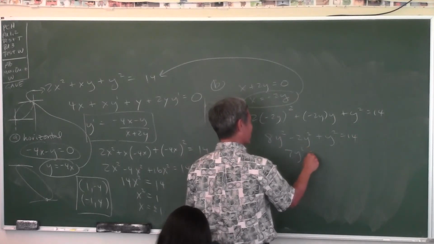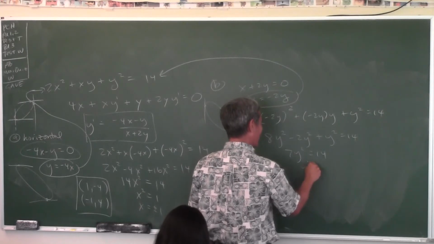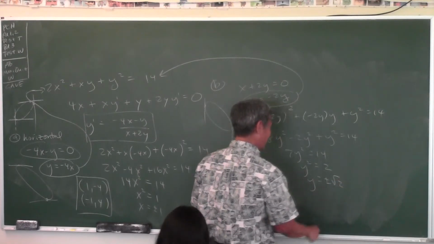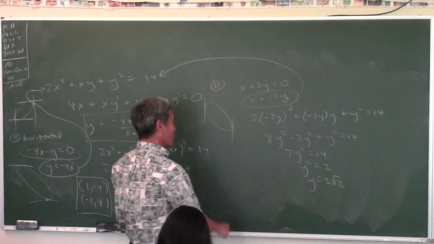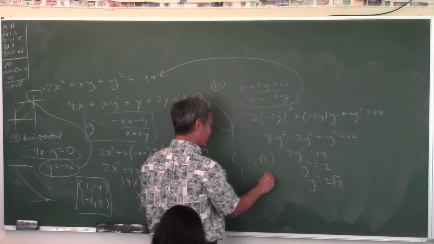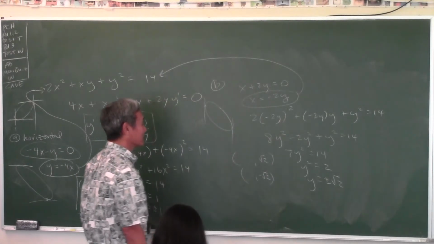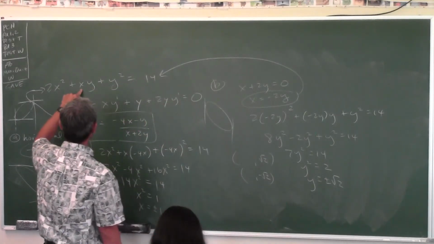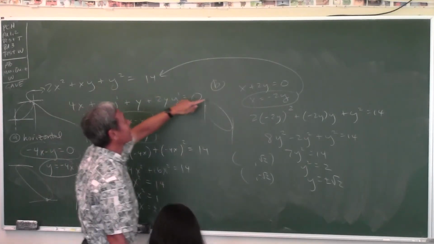7y squared equals 14. Y squared equals 2. Y equals plus or minus radical 2. That's not a bad answer. So we just figured out the 2 y coordinates, root 2 and negative root 2. How do I figure out the x values? Should I plug it into this nice thing, or should I plug it into this ugly thing? Nice. Yeah, plug it into the nice one.